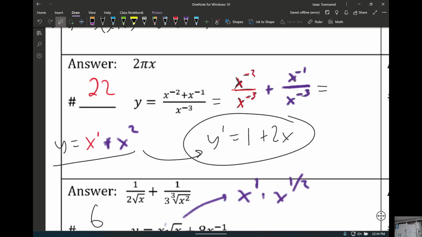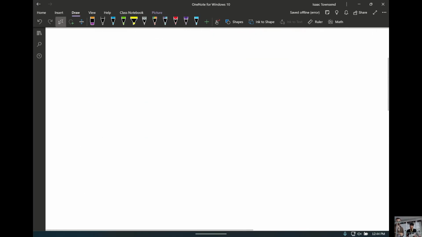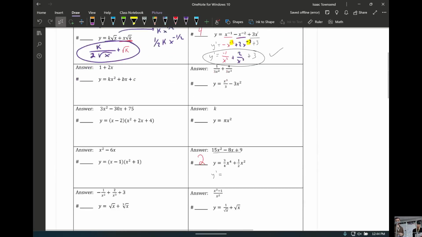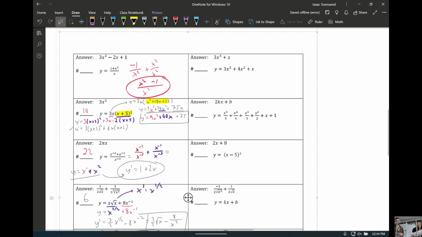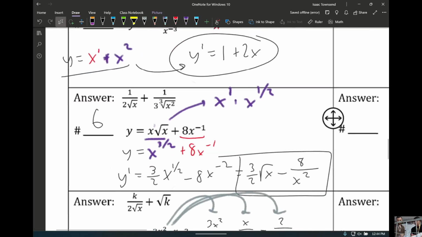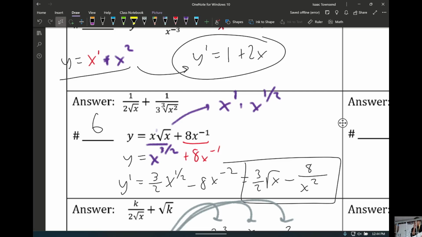I think I messed up on the 6. I'll just see 6 real quick. I want to see. I think I messed up on it. I just rewrote that with the exponent rules. Because if you multiply things with the same base, you just add the exponent. So then power rule, power rule. All right, that's good.